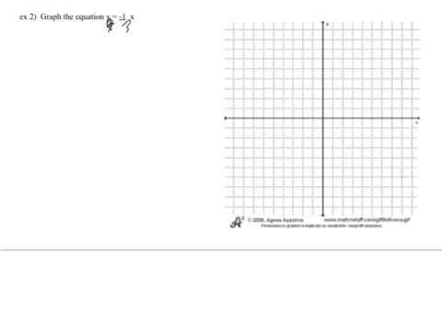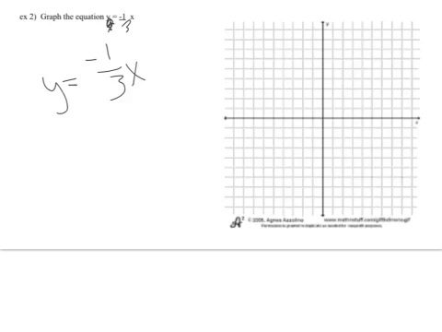Okay, let's try another example. Example 2 says graph the equation y equals negative 1/3 x. So the first step is to solve it for y, which is to put it in slope-intercept form. This one already is, so we're just going to leave it y equals negative 1/3 x.